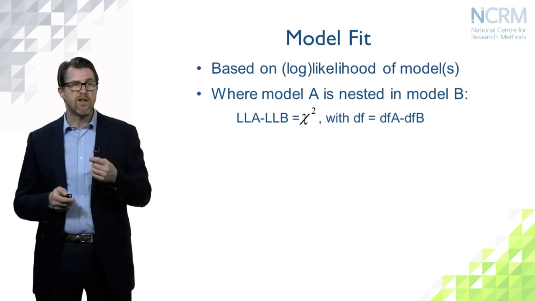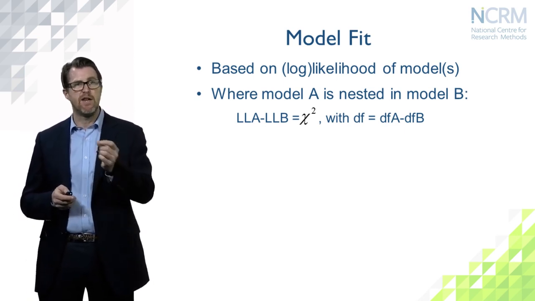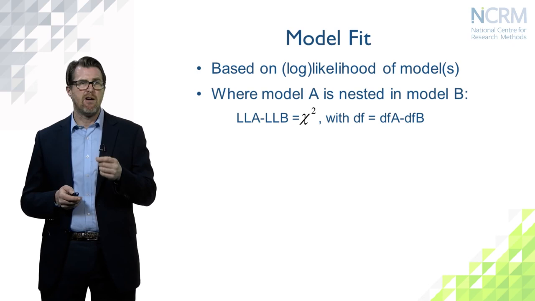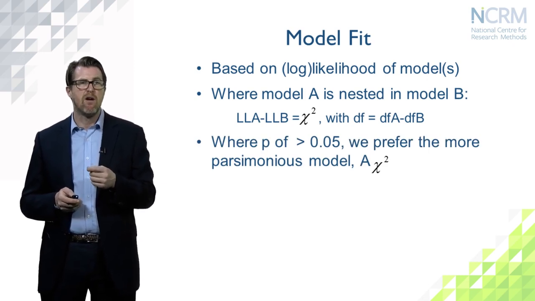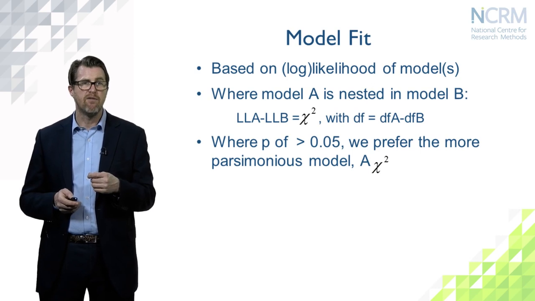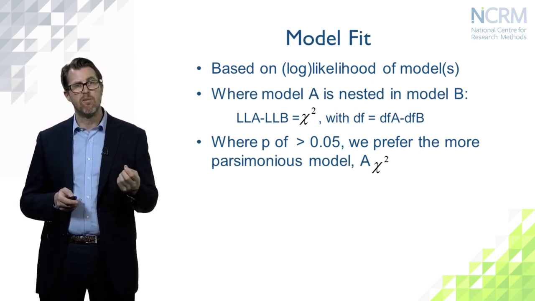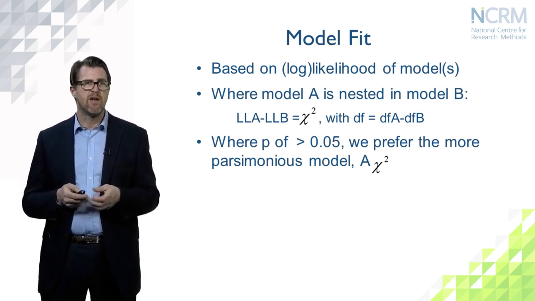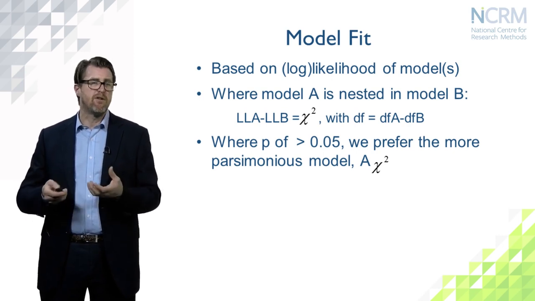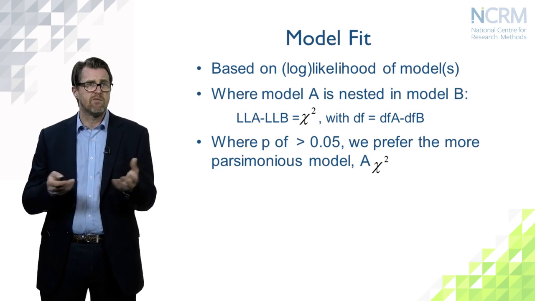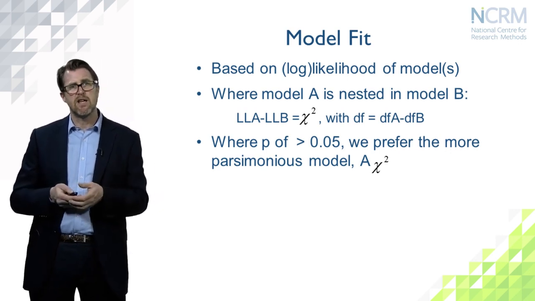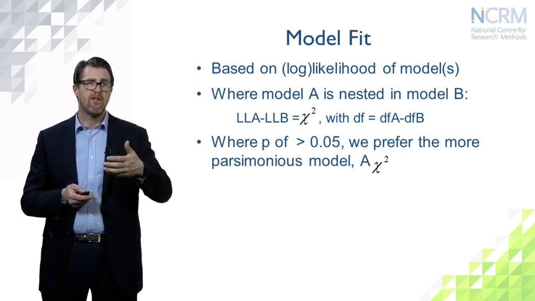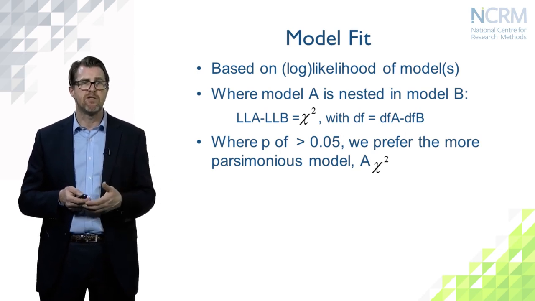We can therefore use this chi-square distribution to test the fit of the first model to the second model. Now, if our value of chi-square has a p-value greater than 0.05, then we will prefer the more parsimonious model, model A. Because what we're saying here in this situation is that the models are not different with regard to one another's likelihood values. That we say that the likelihoods are essentially the same. That means that we will prefer the model that is simpler and is estimating fewer parameters.